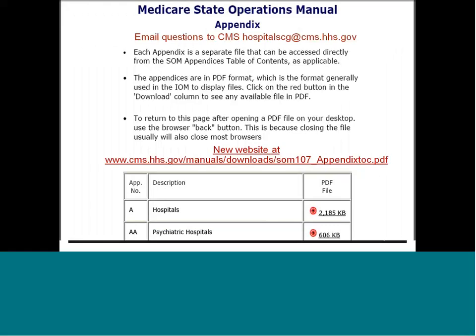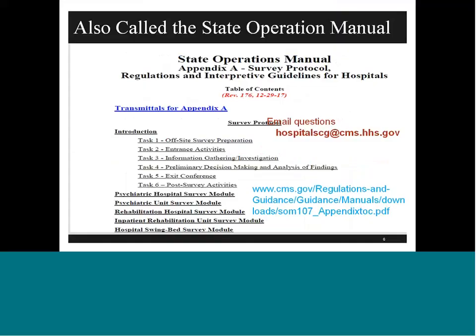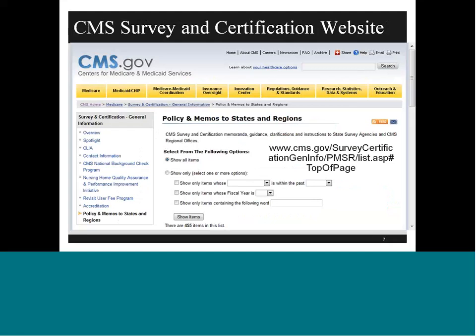This is your website, so just click on, hold your browser over A. So if you say, I want to read what tag 85 says, or gee, tag 86 seems kind of interesting, I want to go read it, you'll be able to do that. And then here's the email address that you may email questions directly to CMS. And when you click on it, you will notice that it also says State Operation Manual. That is the same thing, don't be confused.